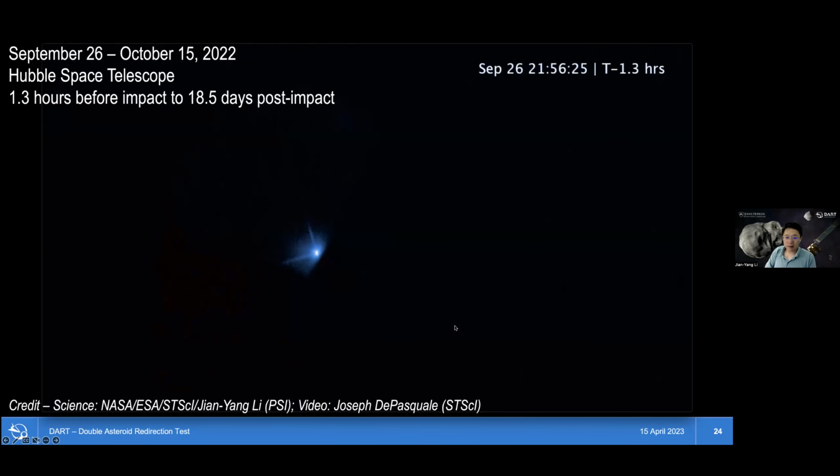And then the Hubble Space Telescope has observed the ejecta with a much longer timeline. The observations start from about 1 hour before the impact until 18.5 days after impact.